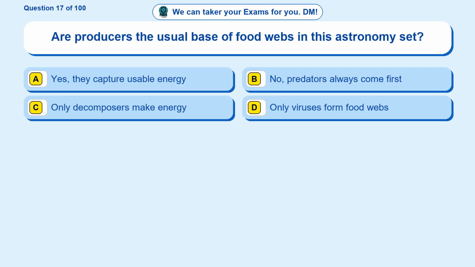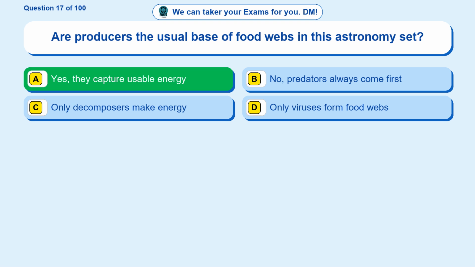Question 17. Are producers the usual base of food webs in this astronomy set? Option A. Yes, they capture usable energy. Option B. No, predators always come first. Option C. Only decomposers make energy. Option D. Only viruses form food webs.